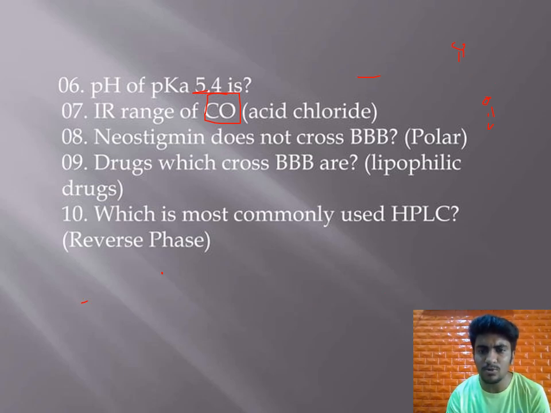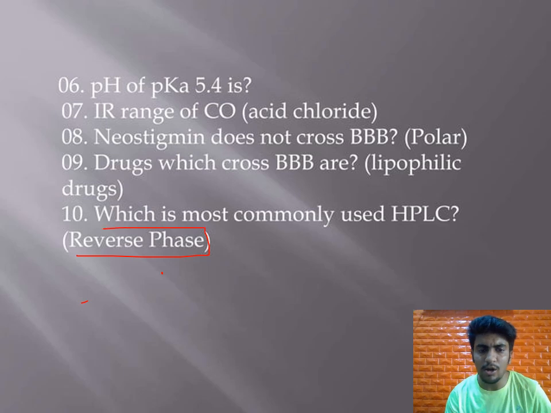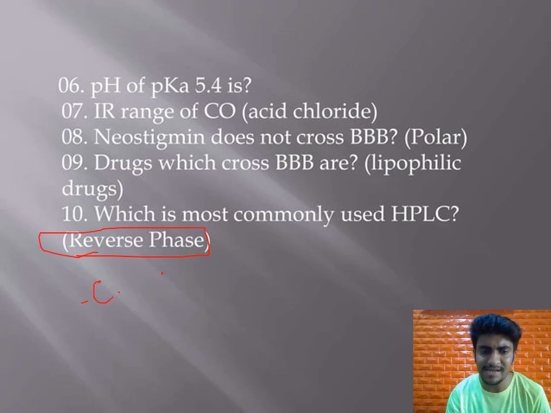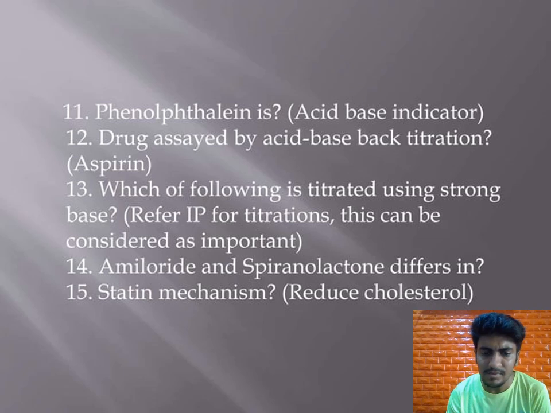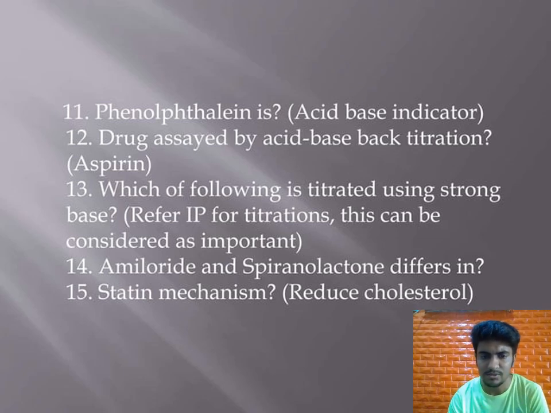Then, the following is the most commonly used HPLC phase. So in reverse phase, the question was actually not on the phase, but on the column used in reverse phase. So the answer was C18, octadecyl, right? C8 and C18, there are two columns that are being used. So that was one of the answers.